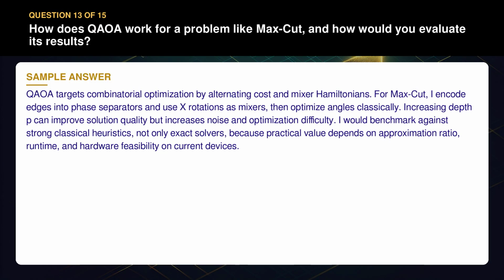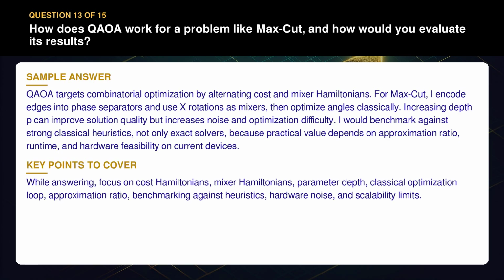QAOA targets combinatorial optimization by alternating cost and mixer Hamiltonians. For MaxCut, I encode edges into phase separators and use X rotations as mixers, then optimize angles classically. Increasing depth P can improve solution quality, but increases noise and optimization difficulty. I would benchmark against strong classical heuristics, not only exact solvers, because practical value depends on approximation ratio, runtime, and hardware feasibility on current devices.